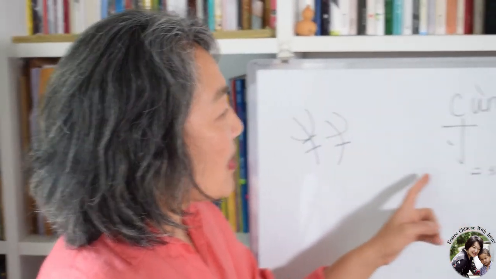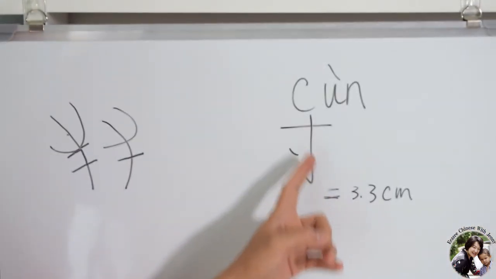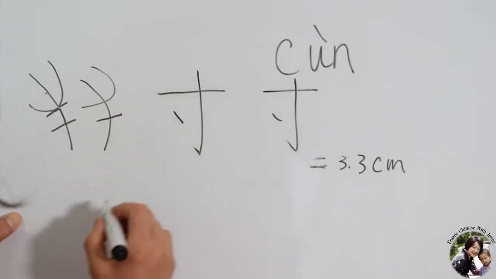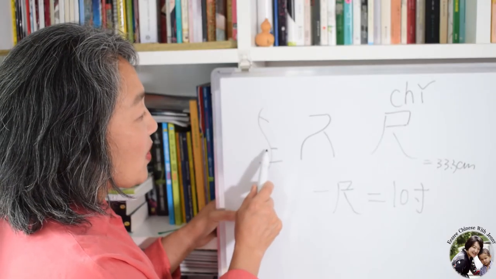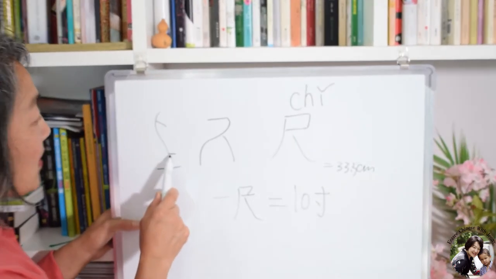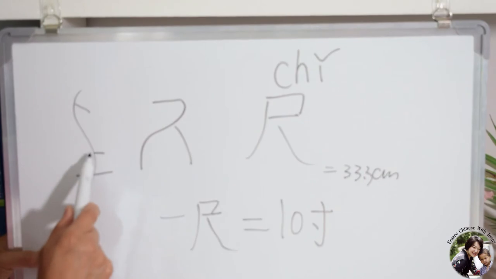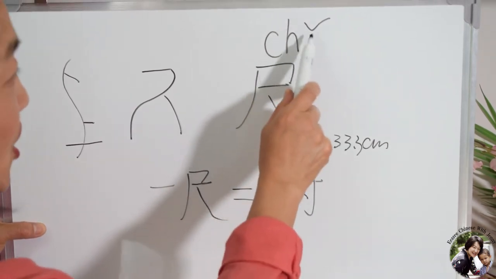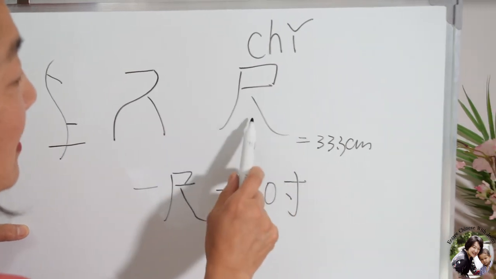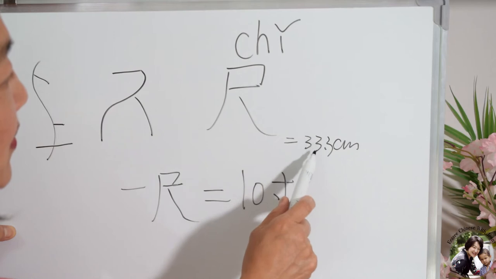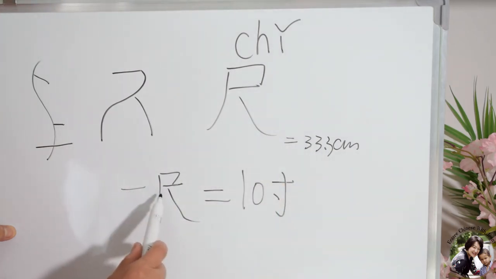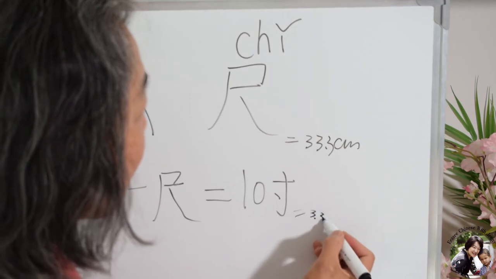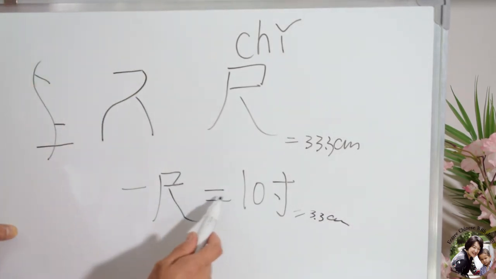So this character means 寸, the pronunciation 寸, about 3.3 centimeters. You write it 横, 竖, 勾, 点, very simple. 一寸. This is a measurement between your knee and your ankle. So this is the length between your knee and ankle. And now the simplified version is like this. The pronunciation is 尺, 尺, 尺. 1 foot equals about 33.3 centimeters, which means 一尺 equals 十寸. Remember, we just learned 一寸, about 3.3 centimeters. So 一尺 equals 十寸.